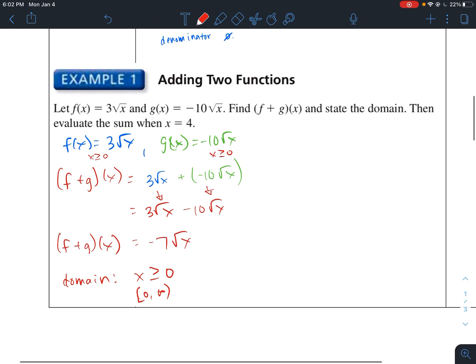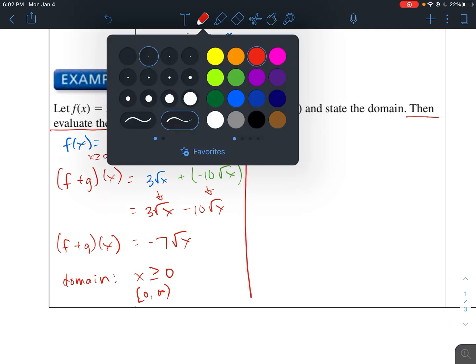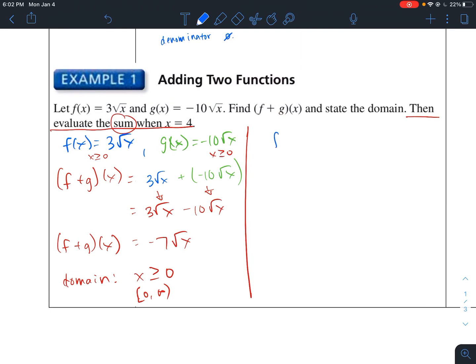And lastly, what it wants us to do is to evaluate the sum, f plus g, when x is equal to 4. So basically all I have to do here is take f plus g, but plug in 4 for x. So f plus g was equal to negative 7 square root of x, but I'm going to plug in 4. So this is equal to negative 7 times 2, and that's equal to negative 14.